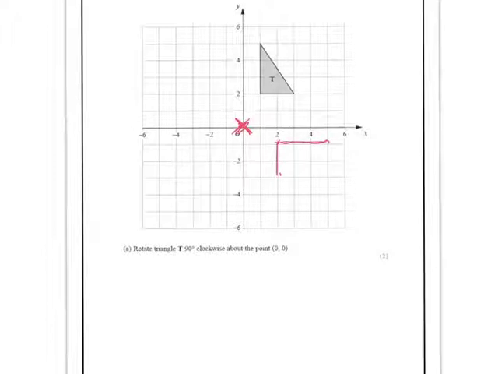So we still need to draw in the shape. This is where the shape's going to go. Okay, that's it, 2 marks. If you are unsure if you've done it enough, then you can just do a little line between corresponding points and the centre of rotation, and then you should just see that's a 90-degree angle. That means it's rotated 90 degrees. That's it.